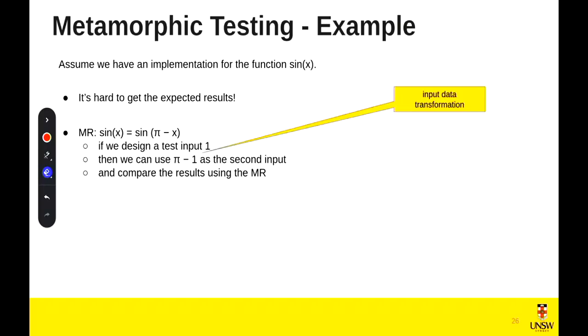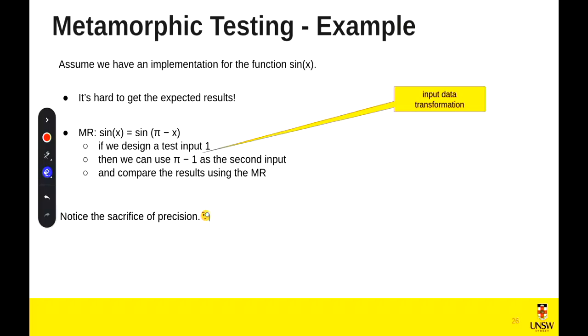And just now we learned that we need to transform the input data. And this pi minus 1 here is actually the input data transformation using the metamorphic relation.